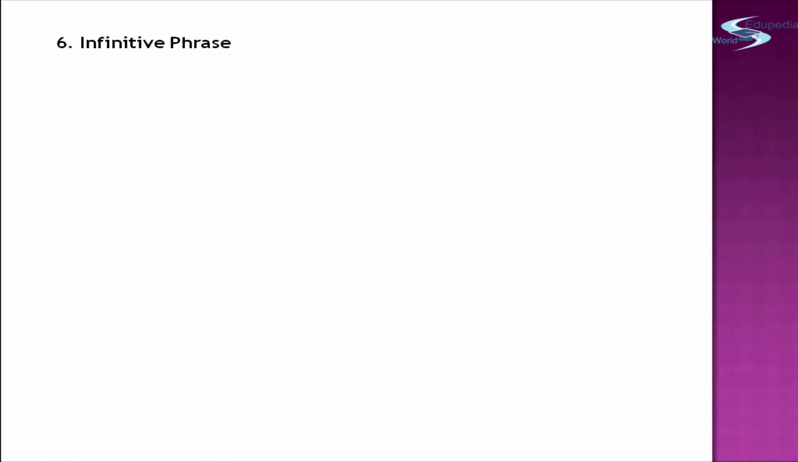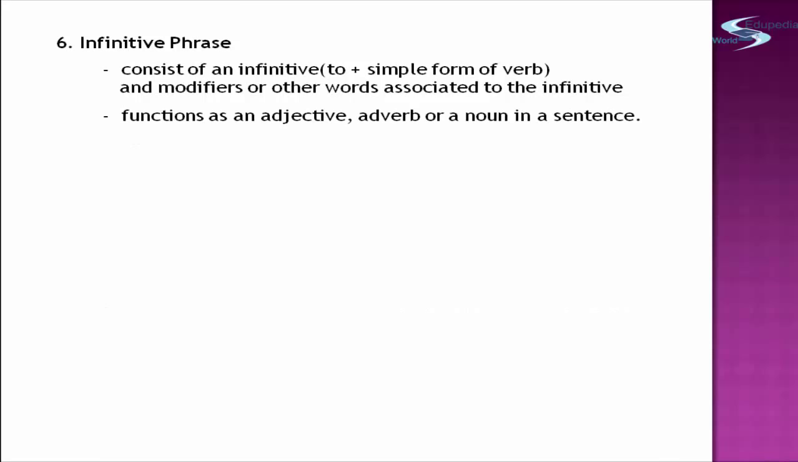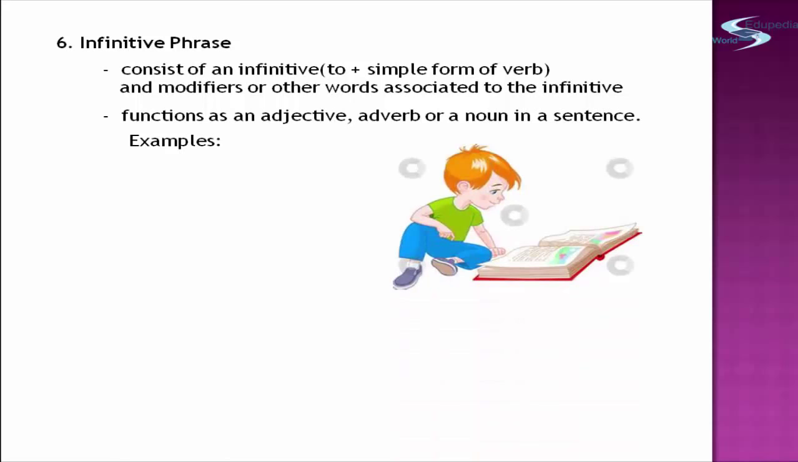The next one is the infinitive phrase. An infinitive phrase consists of an infinitive, to plus the simple form of a verb, and modifiers or other words associated with the infinitive. An infinitive phrase always functions as an adjective, adverb, or a noun in a sentence. So, example, he likes to read books. To read books is a noun and it functions as an object of the verb likes.